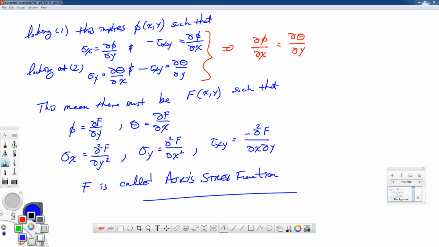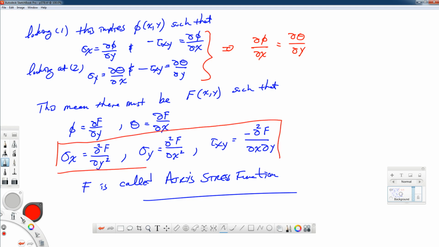All right, so here's the key points I want you to take out of this. I want you to know these relationships. And I want you to understand that this is for 2D elasticity problems only. It cannot be used for 3D.